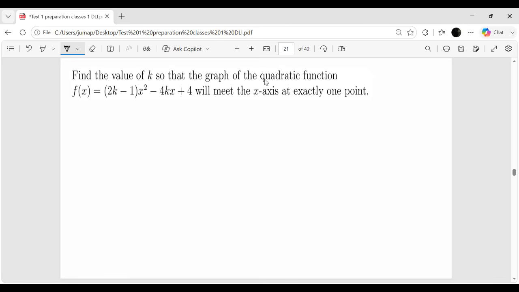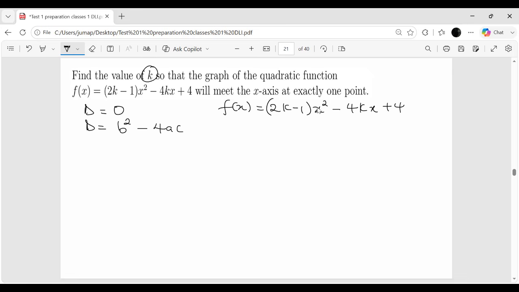So here we have a quadratic equation, and they are saying that we only have one x value. So this is just telling us that the discriminant is equal to what? To 0. Okay, and mind you, discriminant is equal to b squared minus 4ac. So meaning that if you have a function f of x is equal to 2k minus 1, then you have x squared minus 4k x plus 4. So they want us to find the value of k from this quadratic equation.